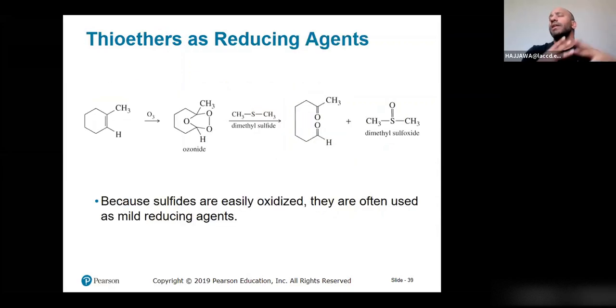Where did we see dimethyl sulfide in the reactions that we have learned in this course? We've seen it in oxidative cleavage of alkenes, and to be more specific, ozonolysis. So the first step was O3, and that will basically generate an ozonide. And this ozonide will have to collapse to give you the dicarbonyl moiety. We do that with a reducing agent that is dimethyl sulfide. So they are easily oxidized, and that's why they are used as mild reducing agents. And this dimethyl sulfide will generate dimethyl sulfoxide.